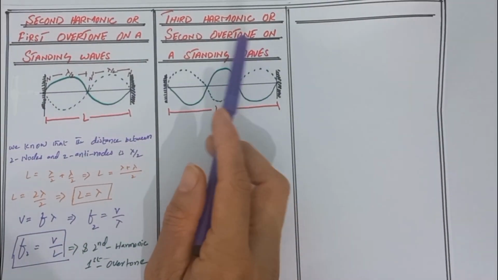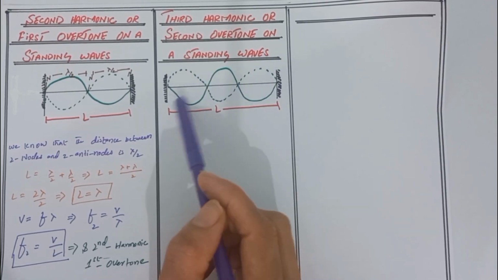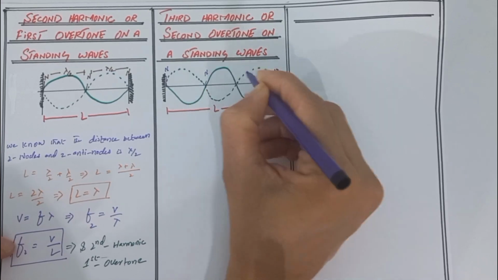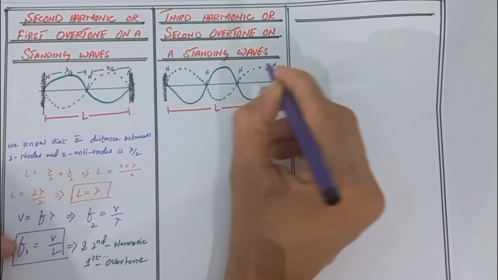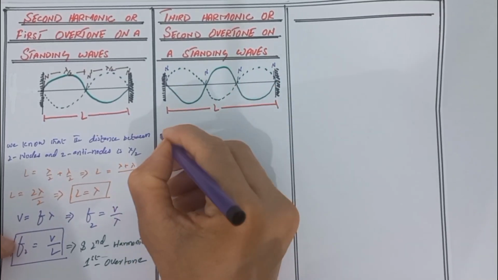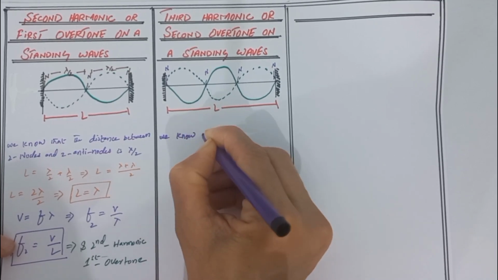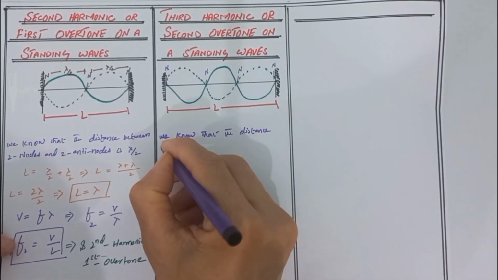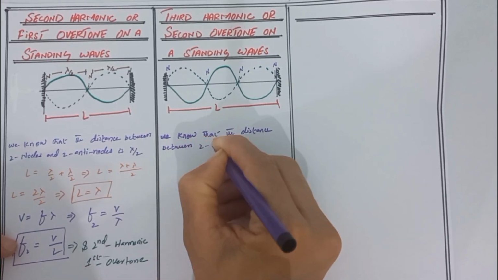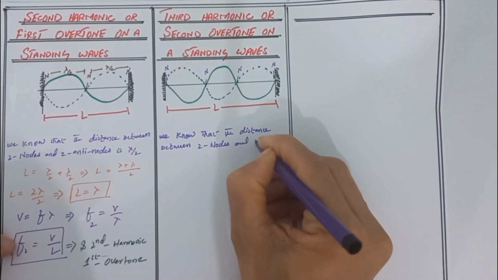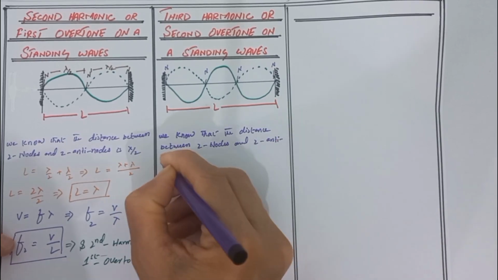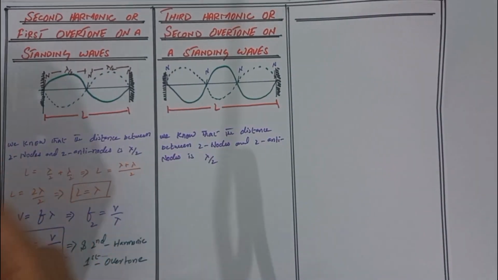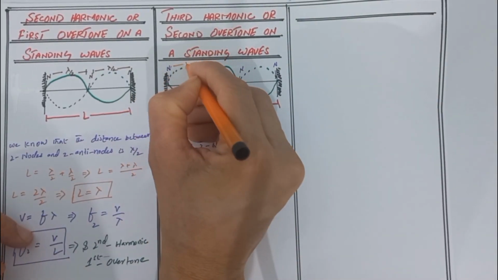Here we calculate the third harmonic, or second overtone, on a standing wave. We know that the point where the amplitude of the wave is 0 is called a node, and the point where the amplitude is maximum is called an antinode. Here we know that the distance between two nodes or two antinodes is lambda by 2.